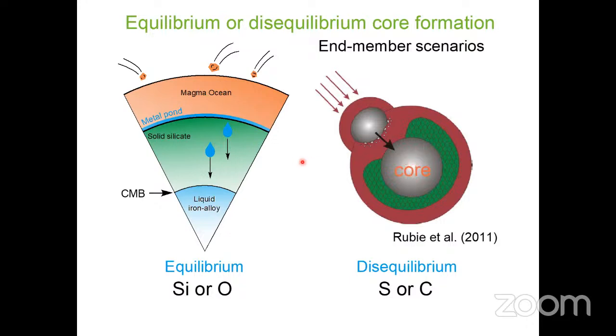So these two are extreme end members. The reality, the truth, might be somewhere between the two, but this clearly defines the importance of identifying the light element in the core. If it's silicon or oxygen, then the core formation process should have been under relatively equilibrium conditions.